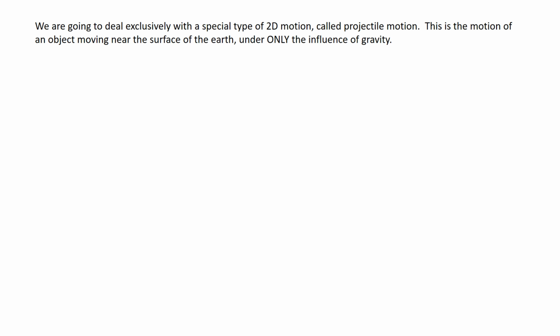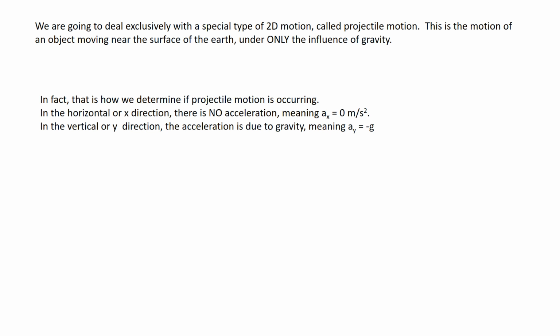This is the motion of an object that's moving near the surface of the Earth, and it will only act under the influence of gravity. In fact, that's how we determine if projectile motion is occurring. The two key traits for projectile motion will be that there is no acceleration in the x direction, that means a sub x is 0. And in the vertical direction, or the y direction, the acceleration will be due to gravity, meaning that a sub y would equal minus g.